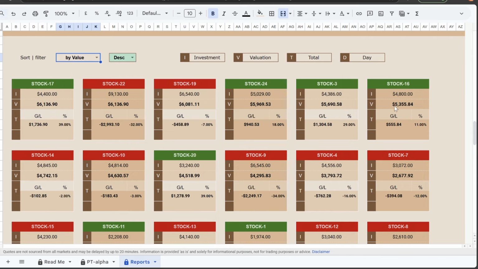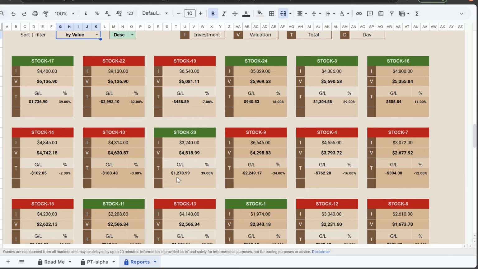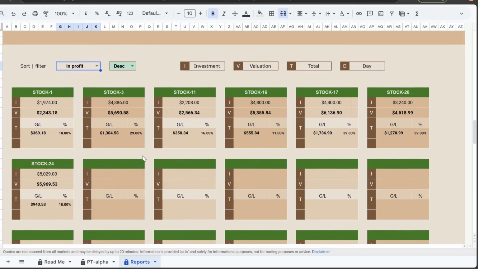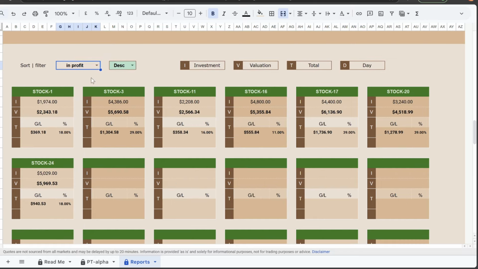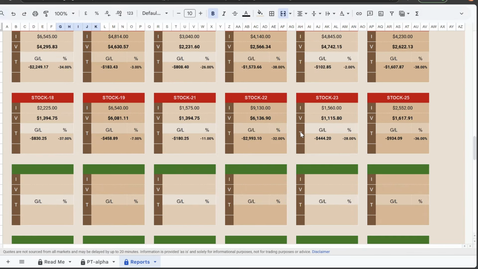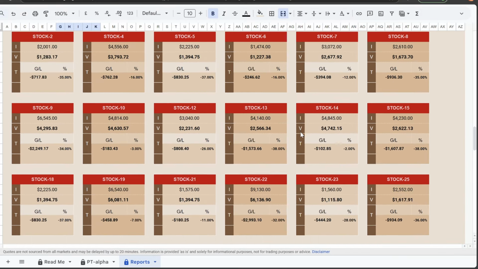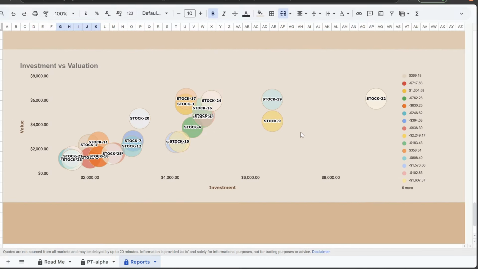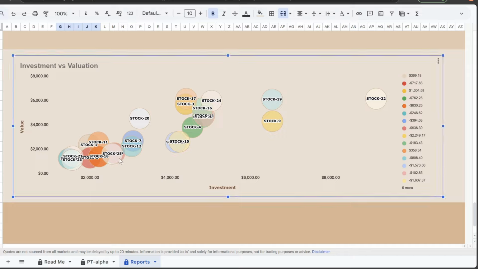Let us check how many of the 25 stocks are in profit by applying the in profit filter. We can see 7 stocks are in profit, which means the remaining 18 stocks are in loss, which we will check next. In the bubble chart, we can see the majority of our stocks are in the low investment, low valuation section. However, some of the stocks are rising, which means they are gaining profit.